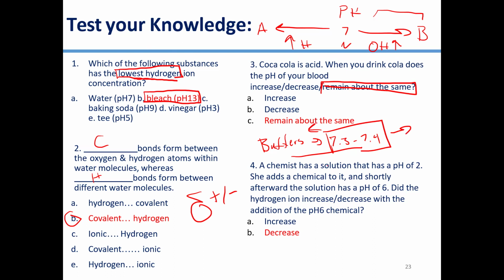And then finally, a chemist has a solution of a pH of 2. So he adds a chemical to it, and shortly after, the solution has a pH of 7. Did the hydrogen ions increase or decrease with the addition of the pH 6 chemical? In this case, it went ahead and decreased. Again, the reason why is because going back up here, we're looking at the hydrogen ions, right? Hydrogen is associated with acidity. So we started off at a pH of 2 and we went to a pH of 6. So in this case, we would have decreased in hydrogen and we would have increased in hydroxide ions.